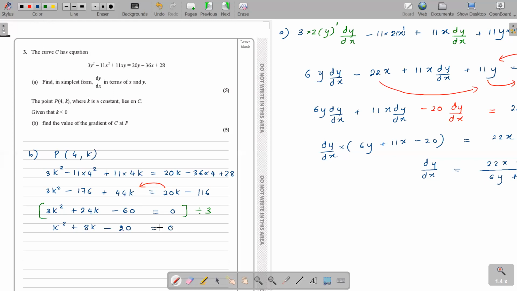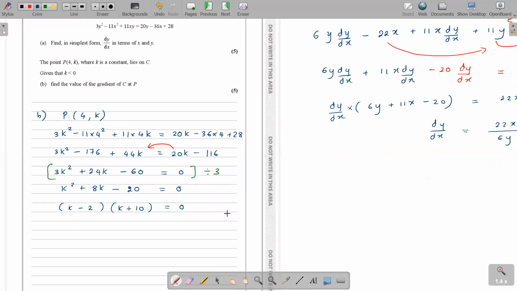Yeah, and then simplify. Do we get good answers here? What are the answers we get? k minus 2, k plus 10. So then when you simplify here, we get k minus 2 equals 0 or k plus 10 equals 0, which gives me k equals 2 or k equals minus 10.